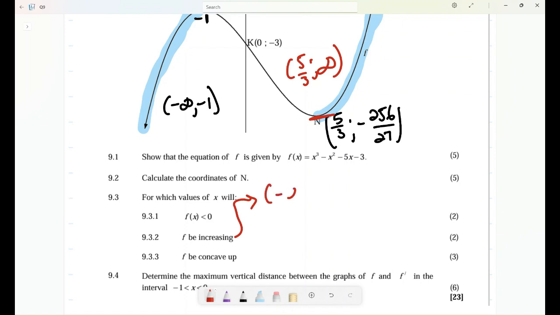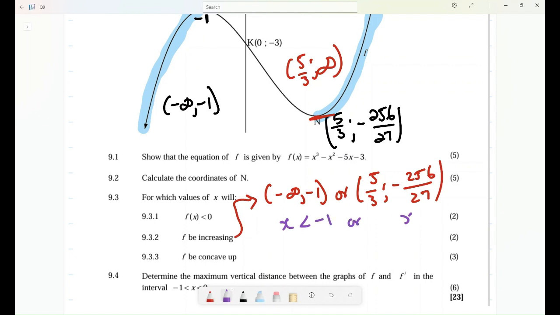it is from negative infinity to negative 1, which is excluded, or from 5 divided by 3 to negative 256 divided by 27. Or someone preferring another interval can say x should be less than negative 1, or x should be between 5 divided by 3 as well as negative 256 divided by 27. This should be your answer for 2 marks.